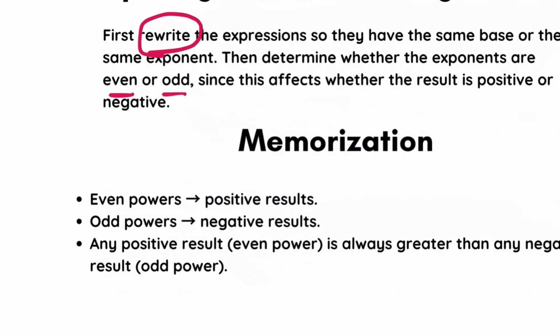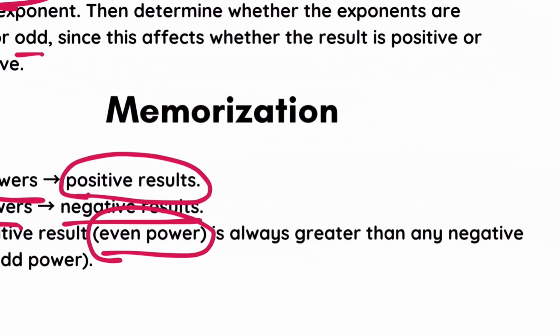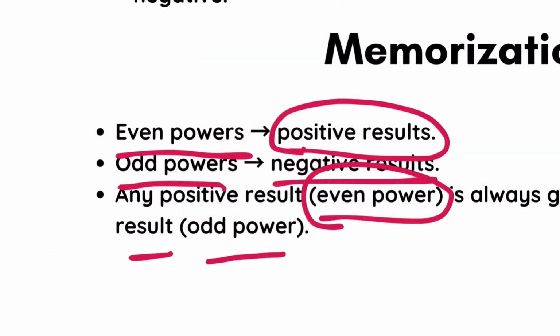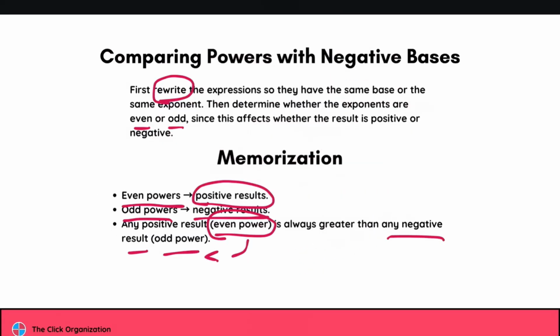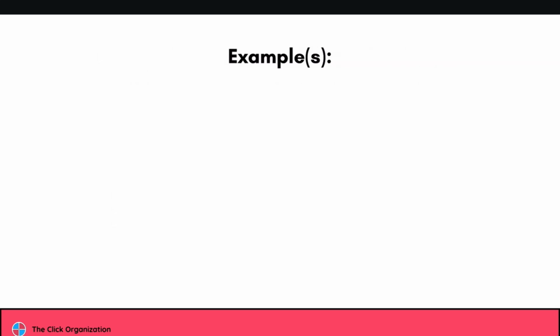So yeah, we have another memorization. If you have the even power, at that time positive result will happen. If you have odd power, at that time your result will be negative. But if you have both negative and positive results, meaning the even power, the positive result is always the winner, okay? Because even power is always greater than any negative result or any odd power. These were the explanation, but we won't actually learn it without doing any examples.